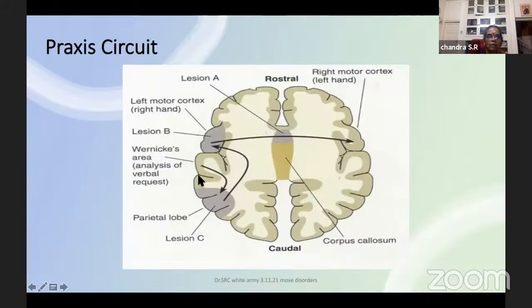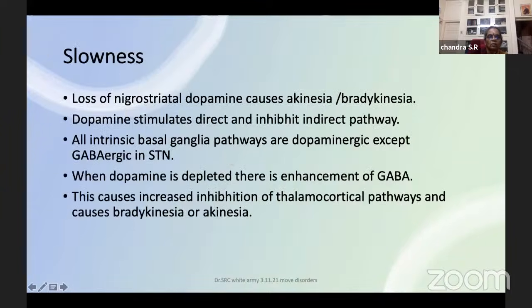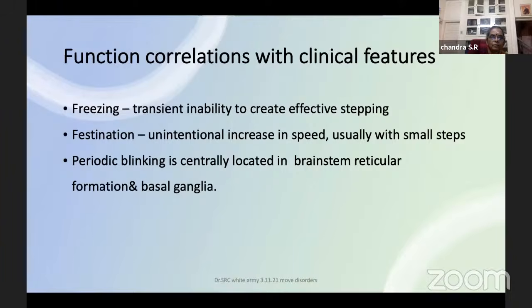You give the command, it goes to the supplementary motor area, the schema is formed, then it goes to the motor area for the dominant side, and for the non-dominant side through the anterior corpus callosum to the opposite supplementary motor area. This is the praxis circuit. Slowness is due to nigrostriatal dopamine loss, and dopamine is very useful in the treatment of slowness. So freezing, festination, and periodic blinking, these are various terms.